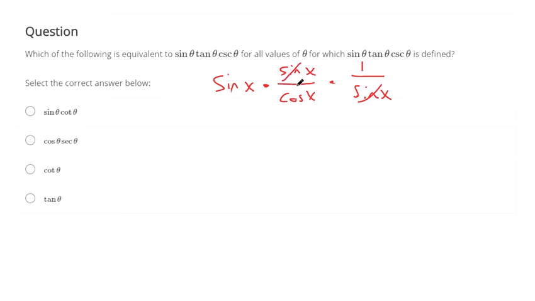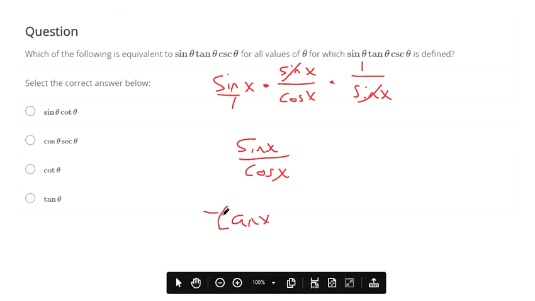So this cross cancels. So I get sine x over 1 times 1 over cosine. So if you multiply straight across the top, you get sine x over cosine x, which is the definition of tangent x. Well, not the definition, but that is tangent of x. It's equivalent. Okay?